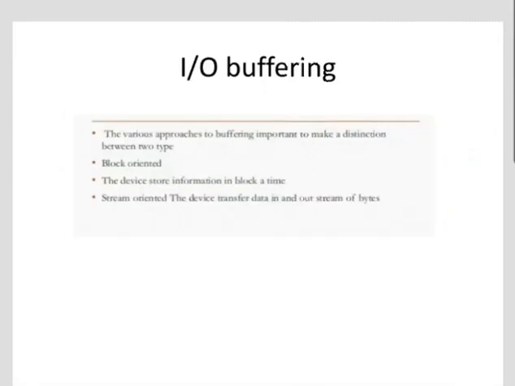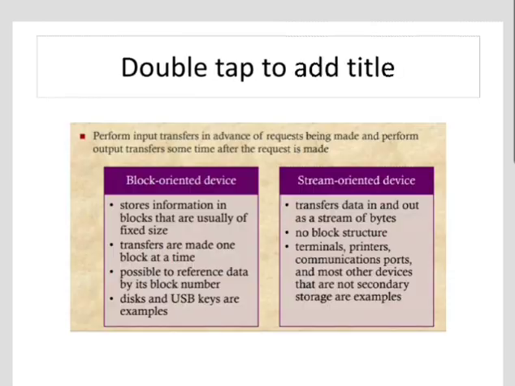Good afternoon. So today we will see input buffering. There are various approaches to buffering, and it is important to make a distinction between two types. The block oriented, where the device stores information in blocks at a time. The stream oriented, where the device transfers data in and out as a stream of bytes. Perform input transfer in advance of the request being made, and perform output transfer sometime after the request is made.